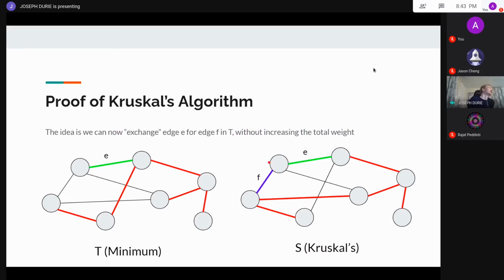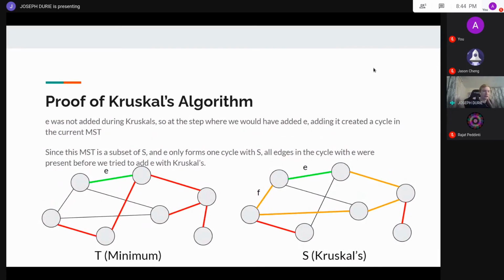Okay. So now the idea is we want to exchange e for F in T without increasing the total weight, right? Because e is in T, F is not in T. So we want to swap them out without increasing the weight. Because that also makes T more similar to S, right? Because S is the opposite: S contains F, but it doesn't contain e. So by swapping it, we're making T more similar to S.